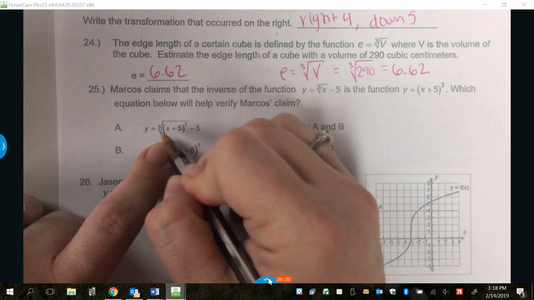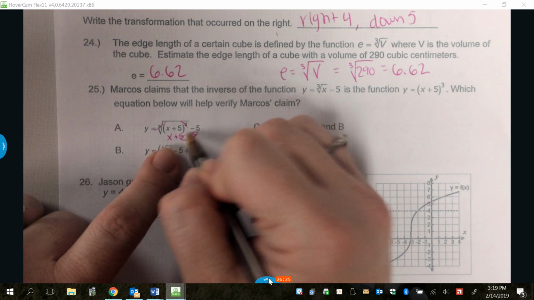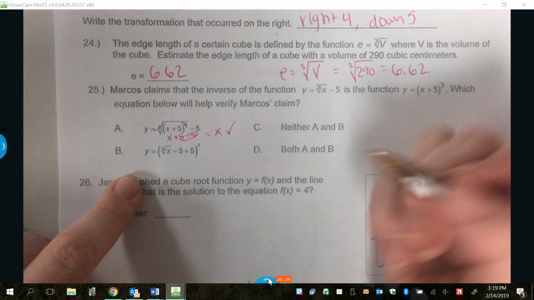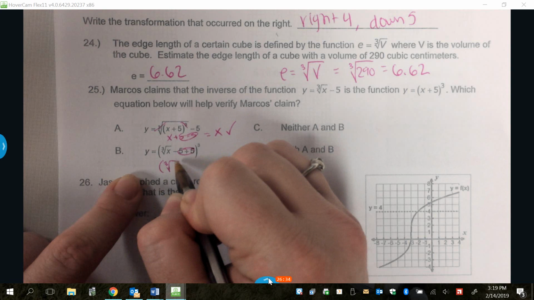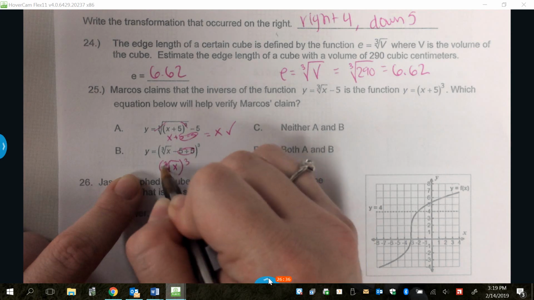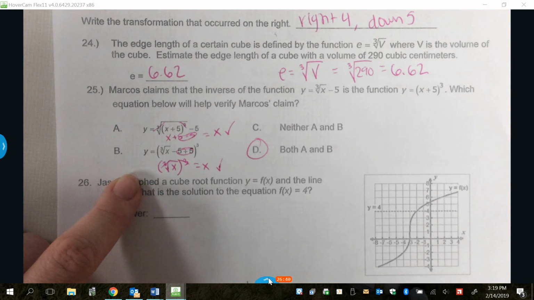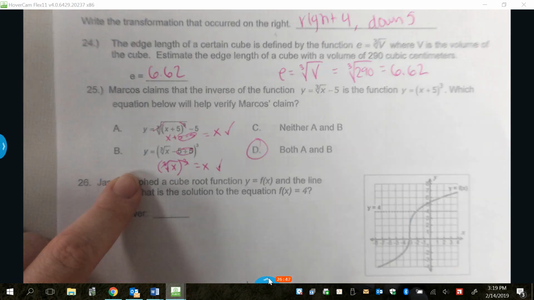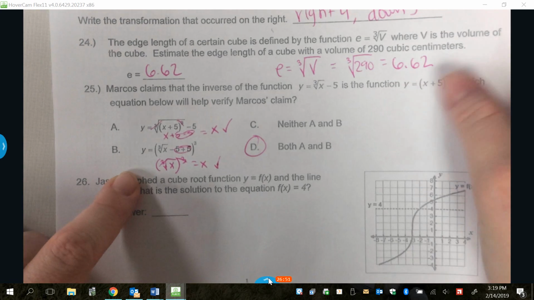Okay, cube root cancels cubed, and we get x plus 5 minus 5. Well, plus 5 minus 5 is 0, so I get x alone, which verifies that it's an inverse. Here, negative 5 plus 5 cancels, and I get cube root of x cubed. Well, cube root cancels cubed, and I get x, which also verifies. So both A and B verify that it is an inverse. I want you to realize on the second one, he plugged this one inside of there. So you can plug it in either way and see if it all cancels out, and if it does, then it is in fact an inverse.